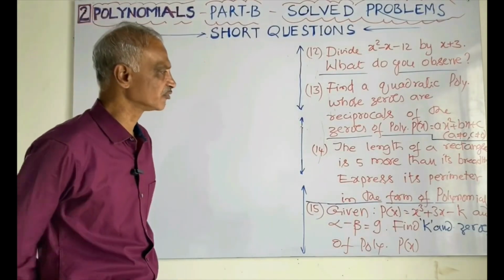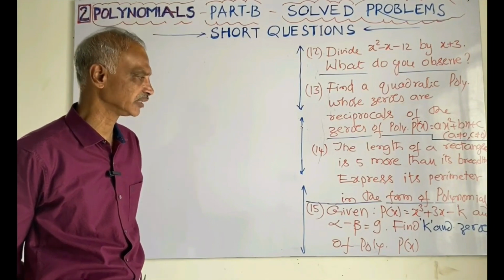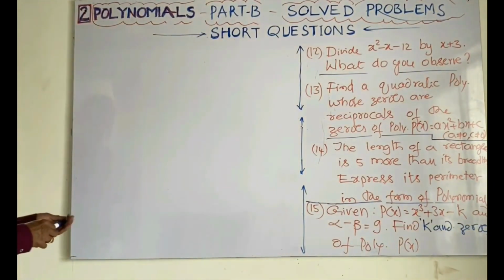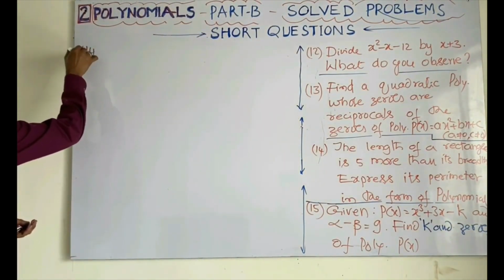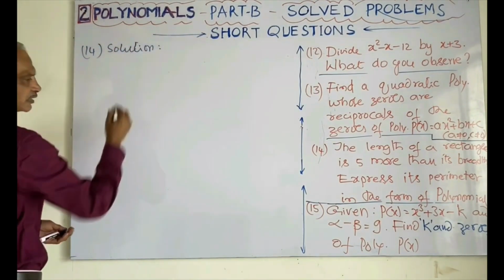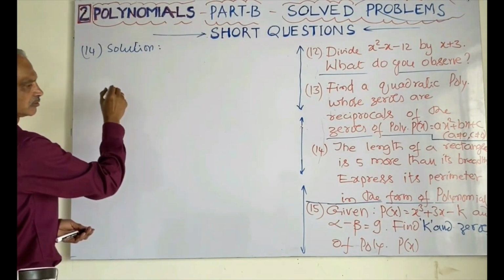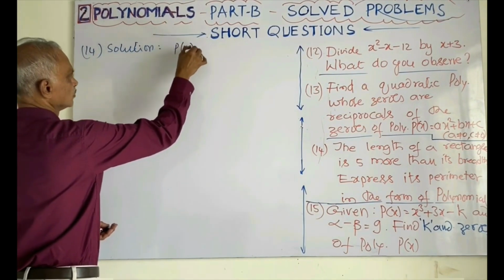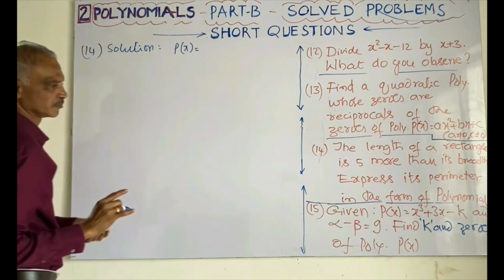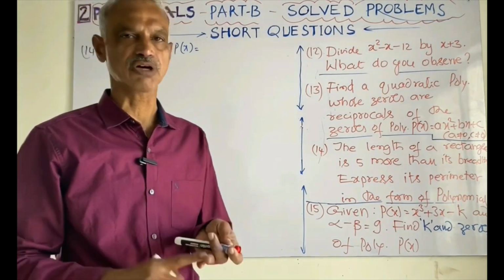14th problem. The length of a rectangle is 5 more than its breadth. Express its perimeter in the form of a polynomial. First, what is given? A rectangle is given. P of x is equal to, it is to be expressed as the perimeter. We don't know whether it is linear or quadratic.